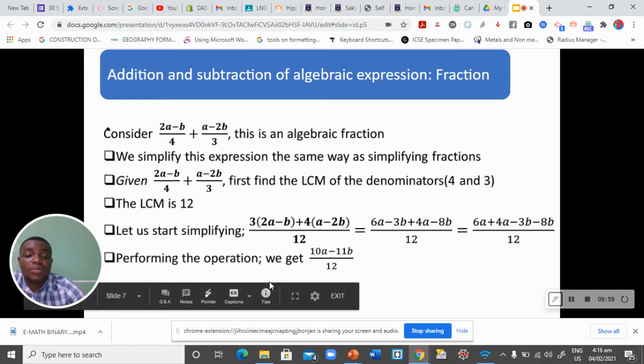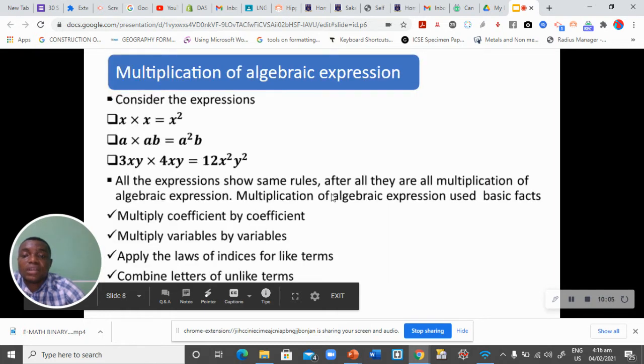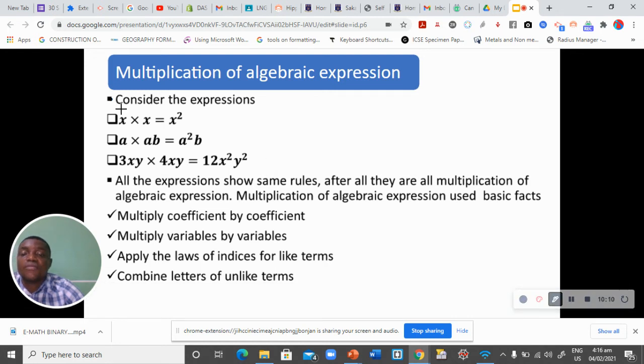So our job is to do more examples so that we'll understand them. Let's move on to multiplication of algebraic expressions. If you consider these expressions, x times x is x squared, then a times ab is a squared b, 3xy times 4xy, we get 12x squared y squared.